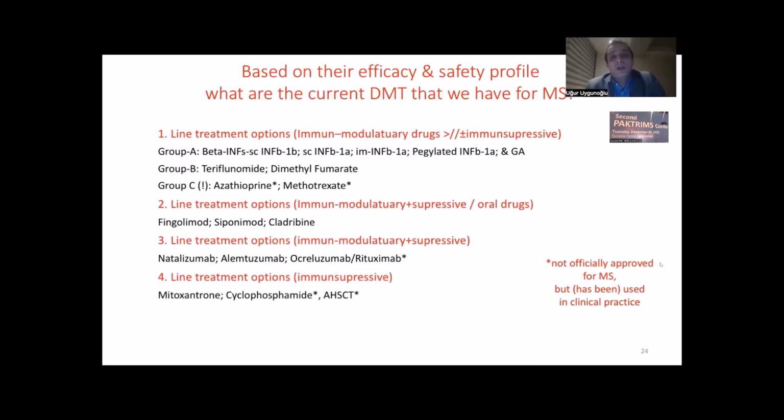The first-line treatment options mostly have immunomodulatory effects: group A interferons and glatiramer acetate, group B teriflunomide and dimethyl fumarate, group C that we are not currently using in MS, such as azathioprine and methotrexate. Second-line treatment options also have an immunosuppressive effect: fingolimod, siponimod, cladribine. Third-line treatment options have immunomodulatory and immunosuppressive effects: natalizumab, alemtuzumab, ocrelizumab, and rituximab. And the fourth-line treatment options are mitoxantrone and cyclophosphamide. And meantime, we don't use these drugs in MS treatment.